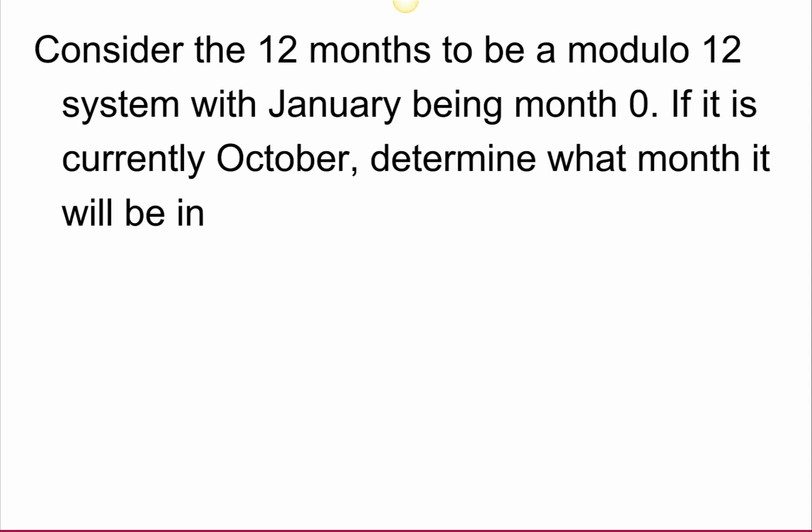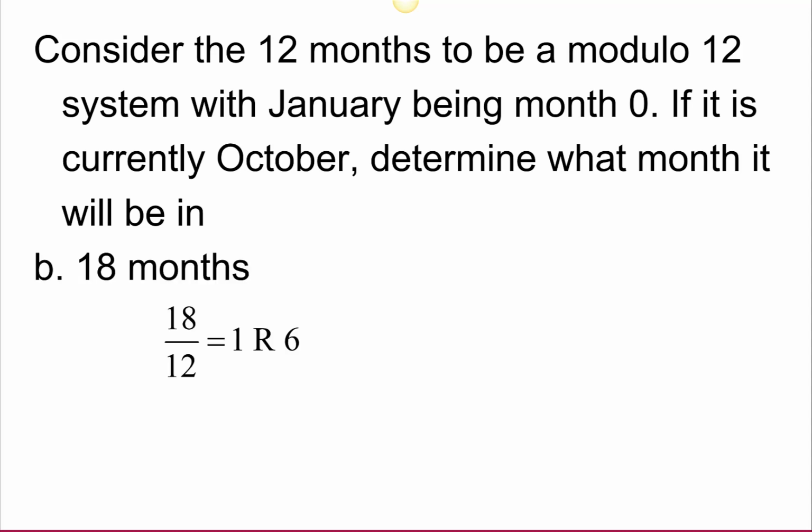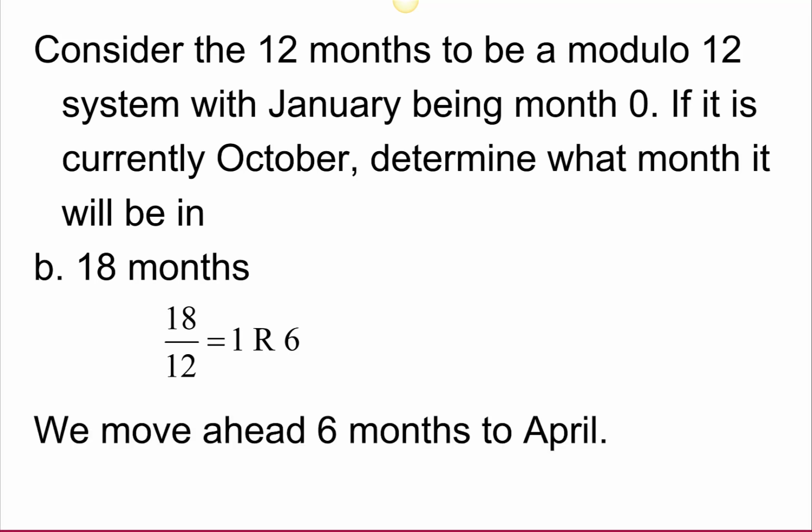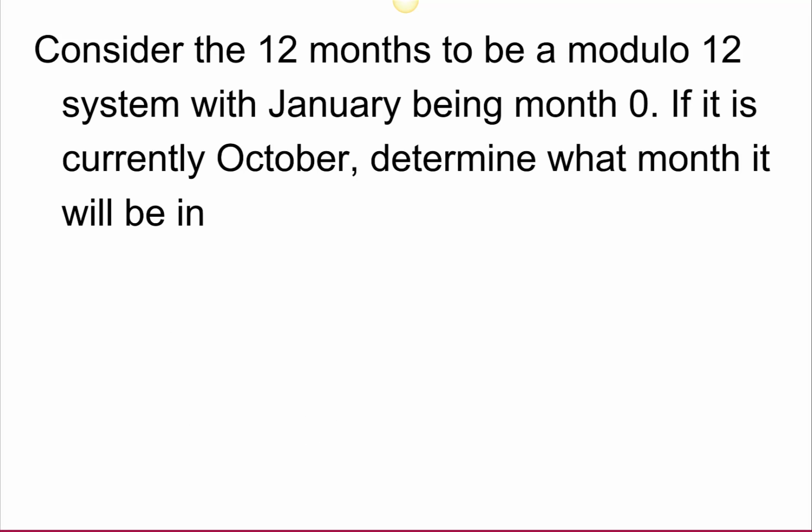So if we consider the 12 months to be a modulo 12 system, with January being month 0, if it's currently October, determine what month it will be in 18 months. So we take 18, divide by the value of the modulus, which is 12. We get 1 remainder 6, so it's going to be 6 months ahead, which takes us to April.